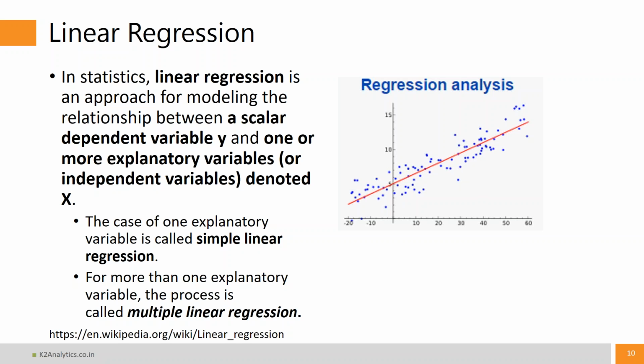Now, in linear regression, typically there are two types. One is called a simple linear regression. When you are trying to establish a relation between y and one x variable, it is called a simple linear regression. And when you try to establish a relationship between y and multiple predictor variables, multiple explanatory variables, that is x1, x2, xn, it becomes a multiple linear regression. Clear?